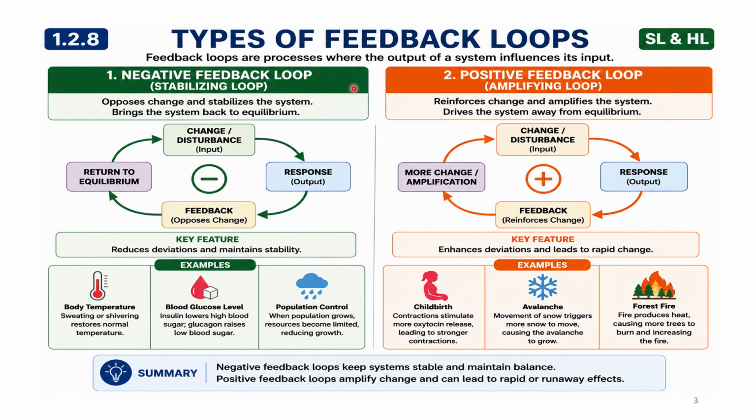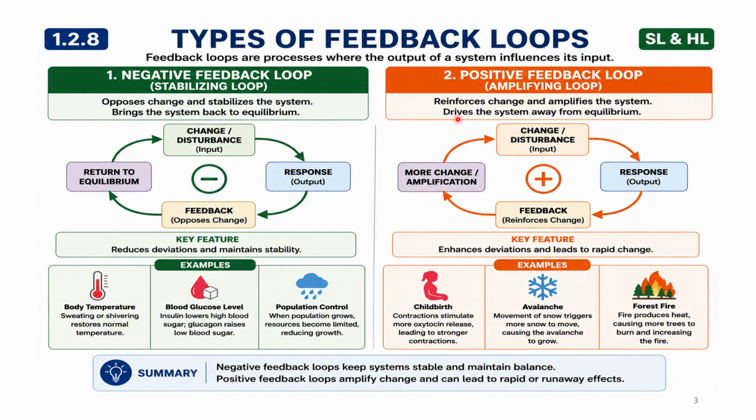Environmental systems respond to change through two main types of feedback loops. Negative feedback opposes change, helping a system return to equilibrium and maintain stability. For example, when our body temperature rises, sweating cools the body, and in ecosystems, limited resources slow population growth.